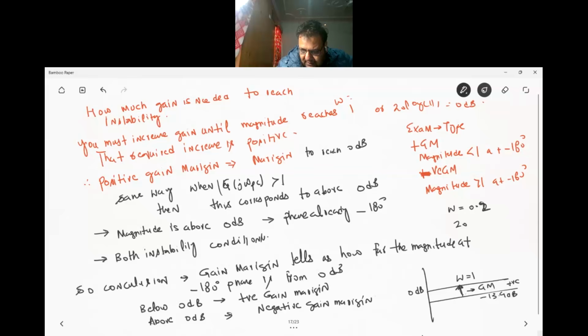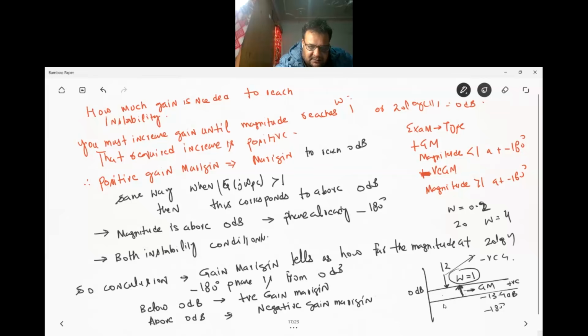And this is a positive gain margin to reach over here, because see, already it is at minus 180 degrees. This gain margin is a positive gain margin. But if your omega was, let's say, 4, so 20 log 4, the value you will get is 12. Now you have to decrease this to reach 0 dB, so this is the increase. So this is a negative gain margin.